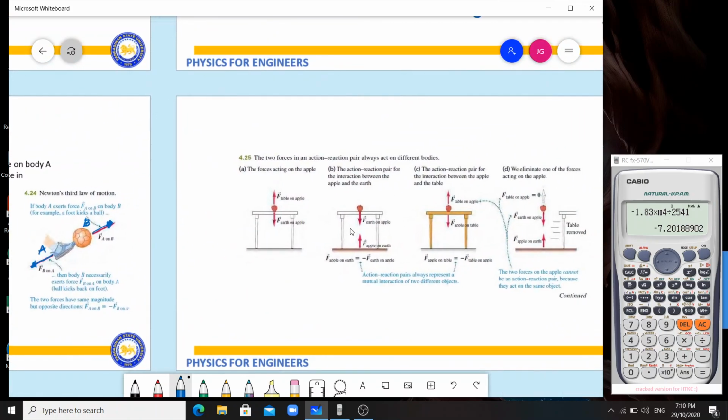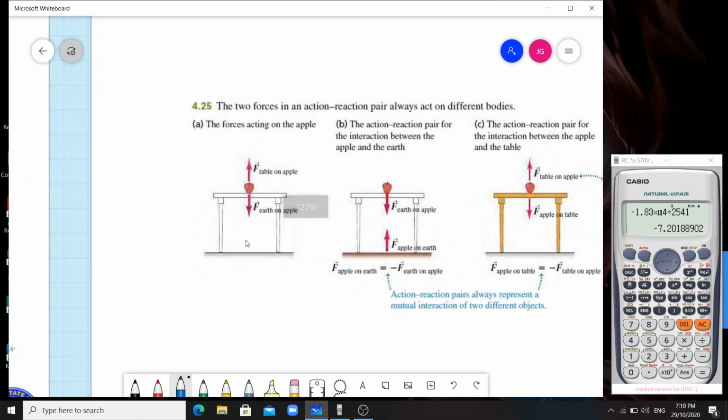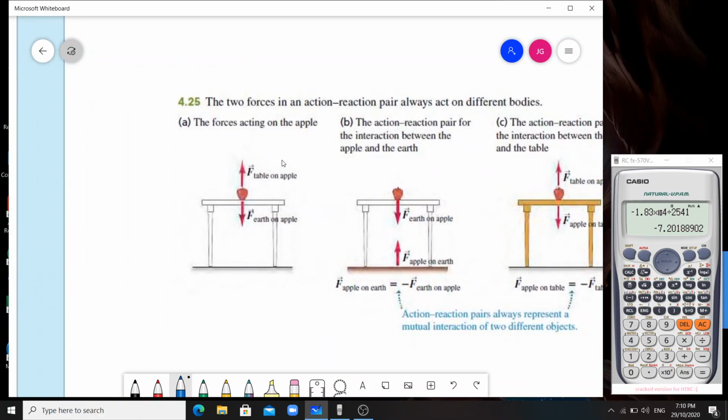Okay? So, for example, we have an apple placed on a table. Ayan. Meron tayong force acting on the apple. The force of the table on the apple. Okay? May force yan. Ang tawag dyan is yung normal force, 'di ba? Sabi ko sa inyo kanina, any object placed on a surface is merong normal force. So, ito yung normal force. And then, the earth on the apple. Okay? So, malamang ito si weight. Si weight at saka si normal force. Ayan yung the forces acting on the apple.